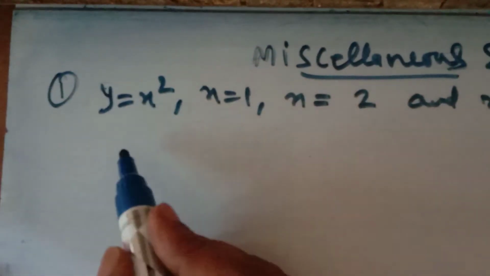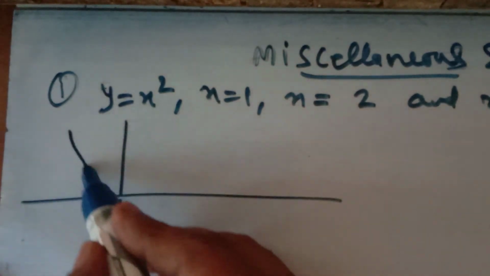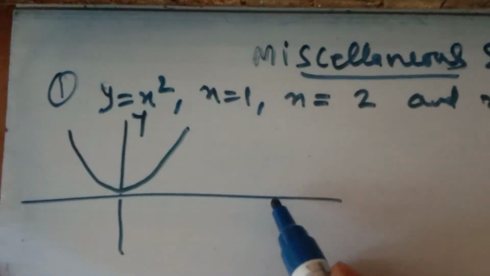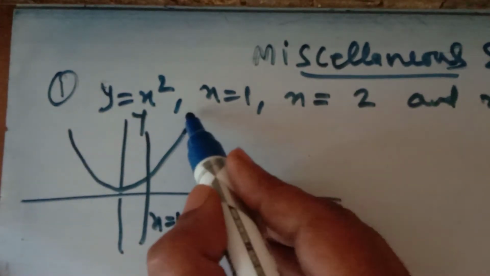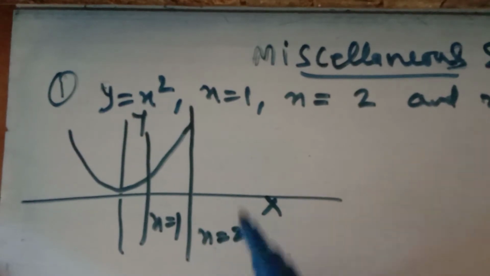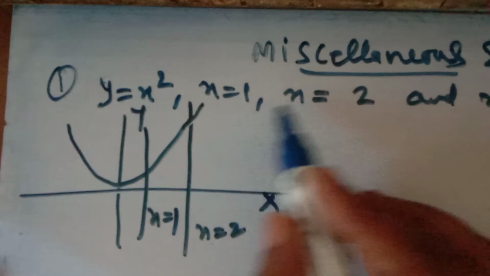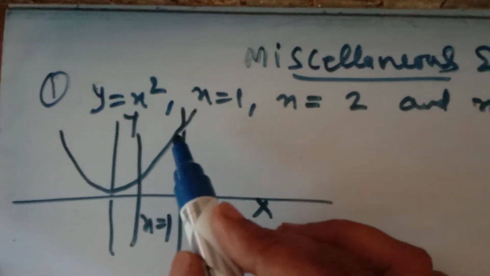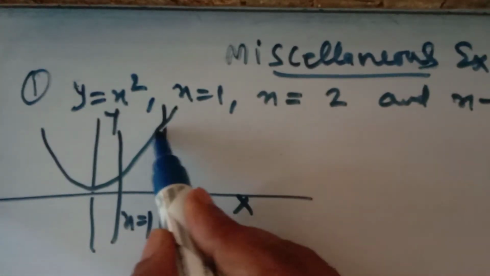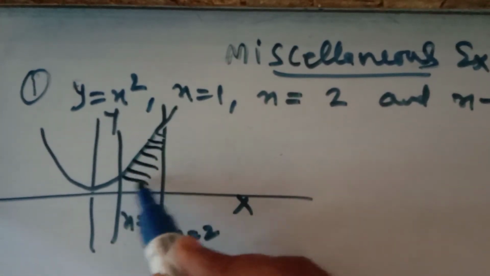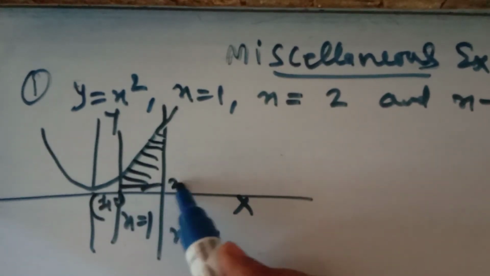So this is a simple vertical parabola, y-axis, x-axis, and x = 1. This is the first, and x = 2 is the second line. x = 1 and x = 2 are lines parallel to the y-axis, and you have to find the area bounded by this curve, these two lines, and the x-axis. So it means you have to find this area. This is the point (1, 0). This is the point (2, 0).